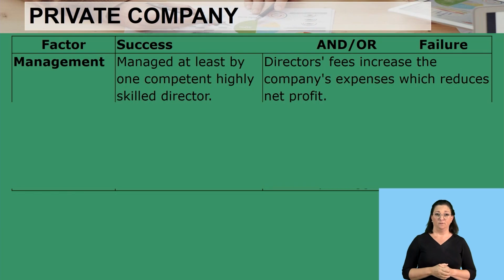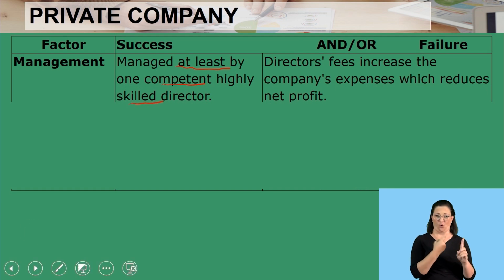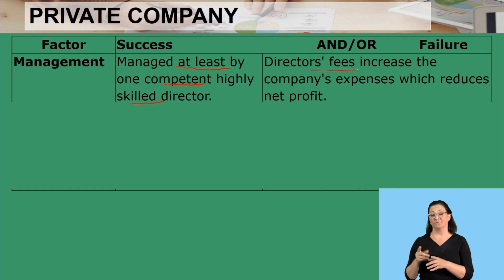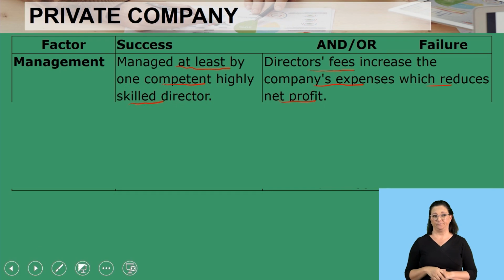Now, private company management. How is a private company managed? This is what you should think about. How is a private company managed? It is managed by at least one competent, highly skilled director. What is the failure? Director's fees increase the company's expenses, which reduces the net profit of the company.